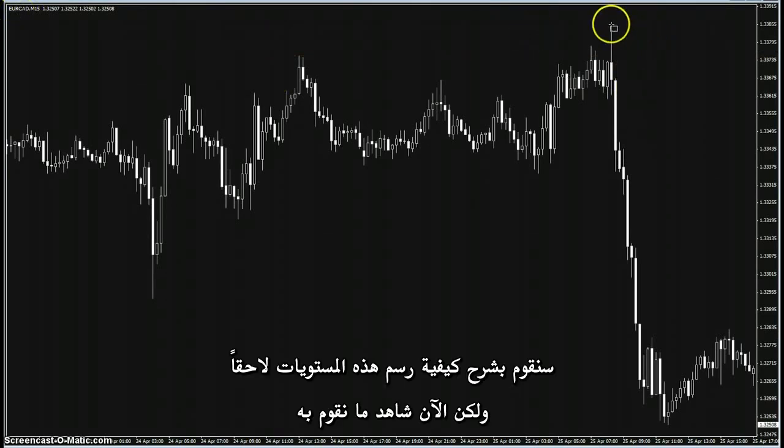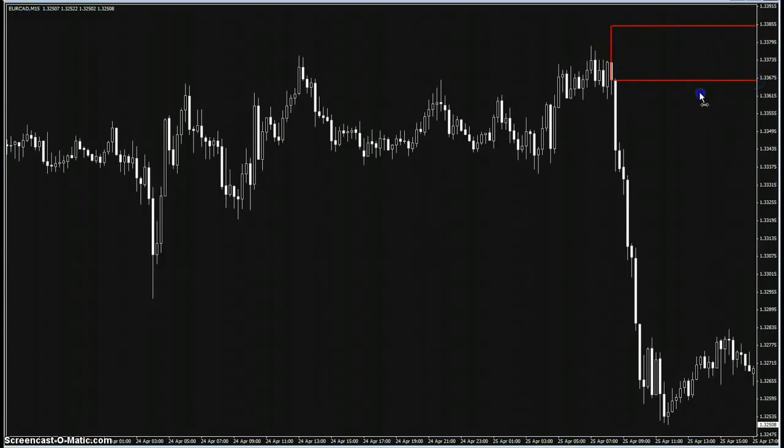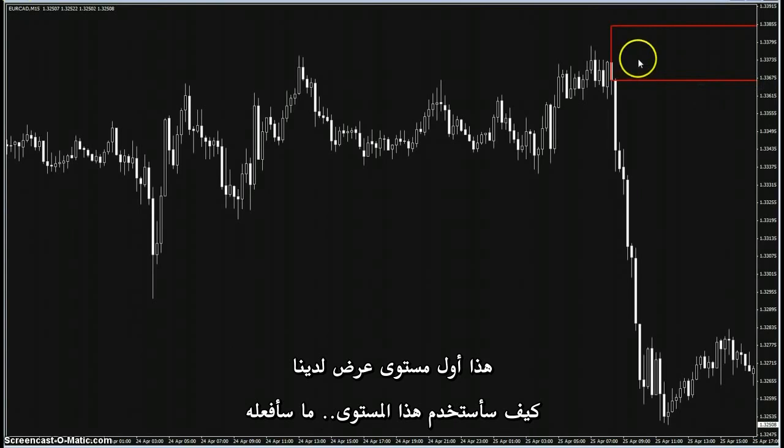Now, I'll get into how you draw these levels technically later on, but for now, just stay with me, okay? All right, so there's our first supply level right there.